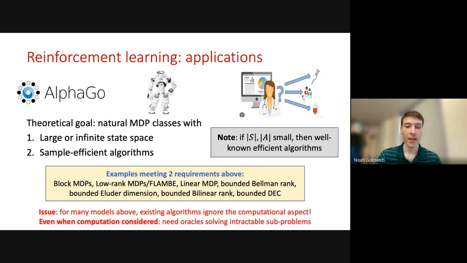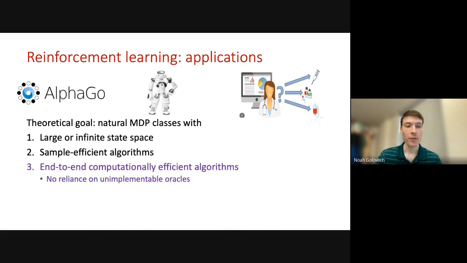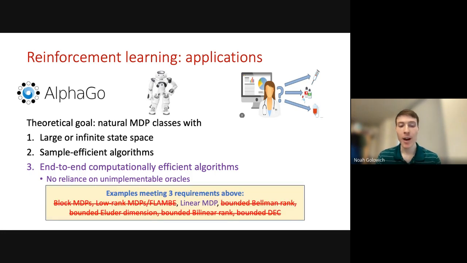And in light of this shortcoming, it's natural to add a third requirement to our list of desiderata, which is that there be end-to-end computationally efficient algorithms for learning a near-optimal policy in these MDP classes. In particular, we don't want any reliance on unimplementable oracles. And when you add this third requirement, most of these existing examples no longer satisfy it. In particular, the only one that does is linear MDPs, which will be the subject of this talk.